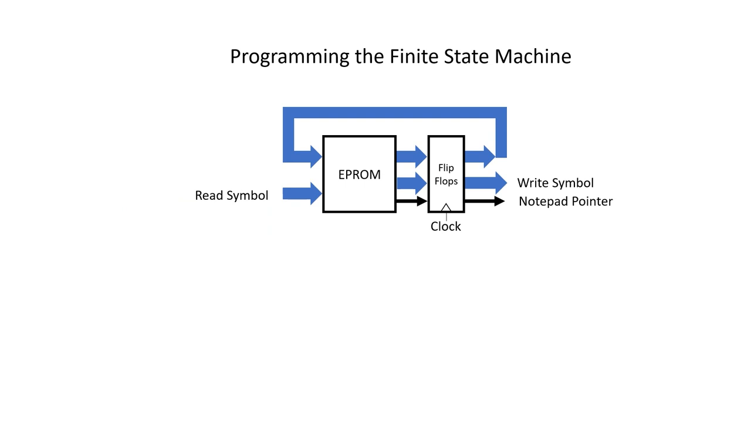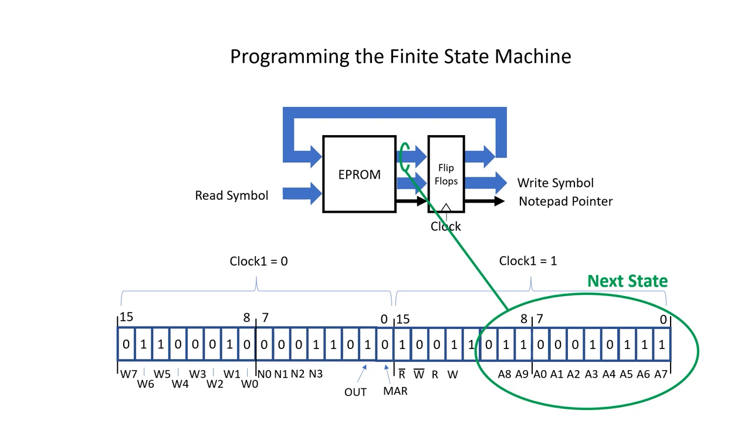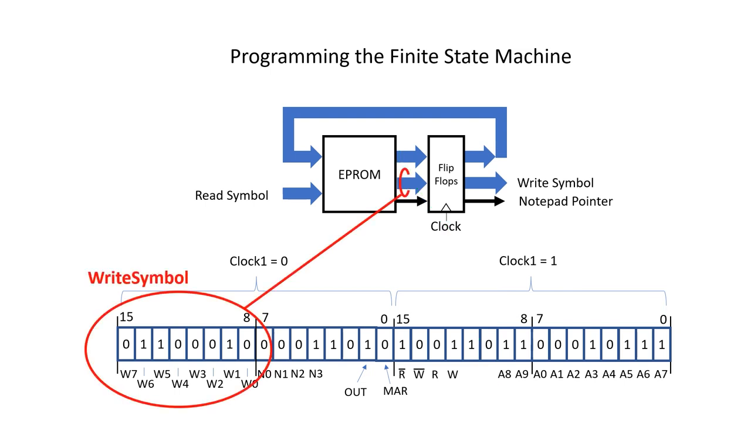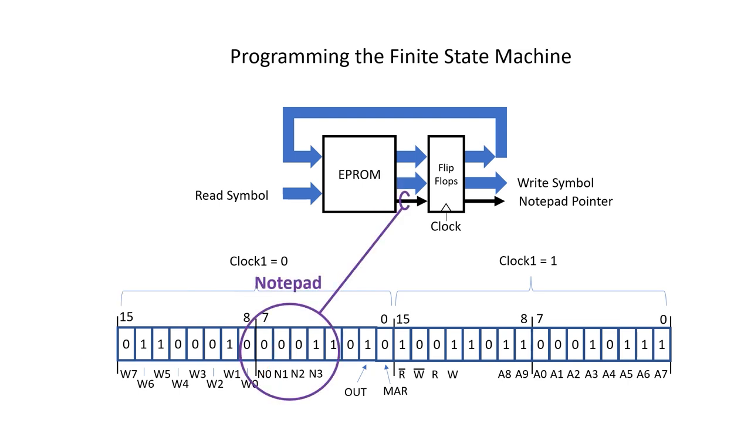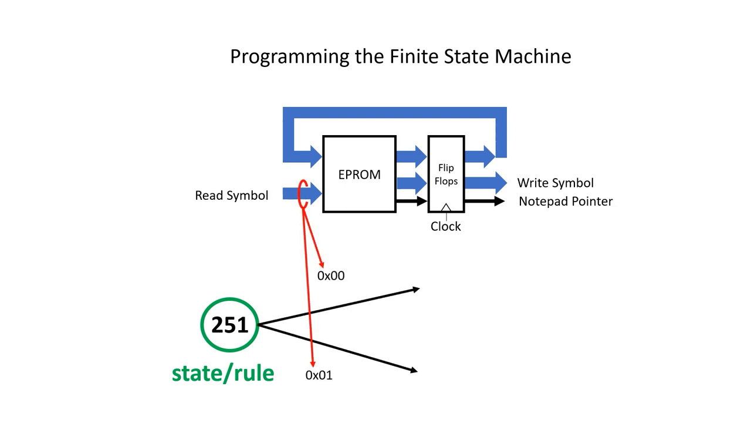Let's see how our EEPROM output relates to our finite state machine. We can see the upper arrow coming out of the EEPROM as our next state. The middle arrow is our write symbol, while the lower black arrow is our notepad pointer. To draw a state diagram, we represent each possible state as a circle with a number inside it. The number obviously signifies the state. Next, we have a number of lines coming out of the state. These are called arcs. We have one arc for every possible value of the read symbol, and we label each arc with the read symbol that it represents. Here, the upper line is for a read symbol value of 0, and the lower line is for a read symbol value of 1.